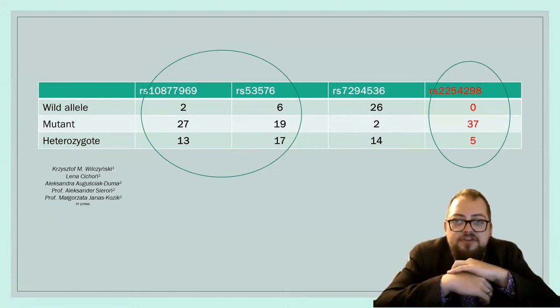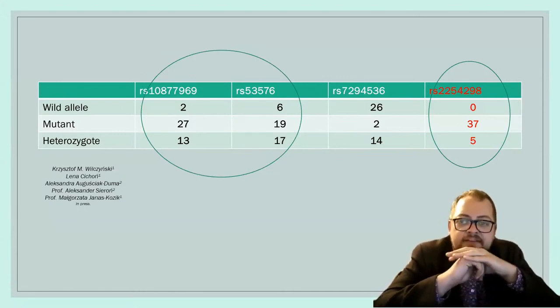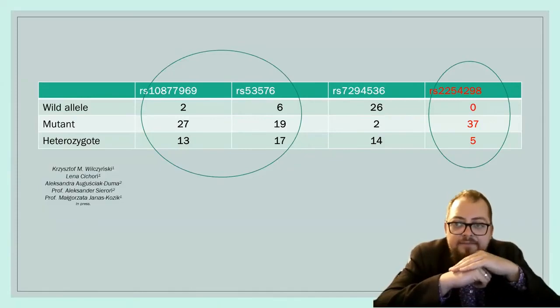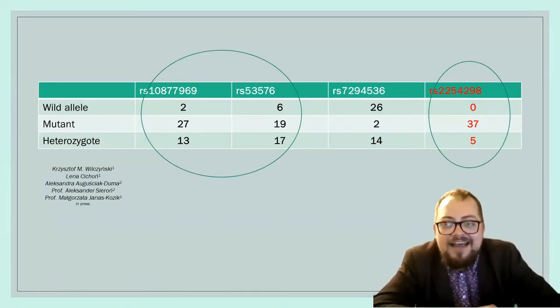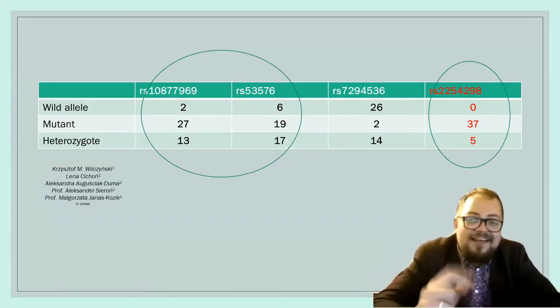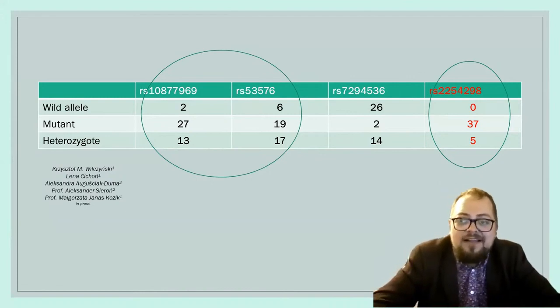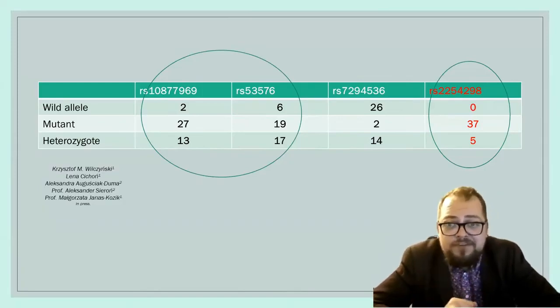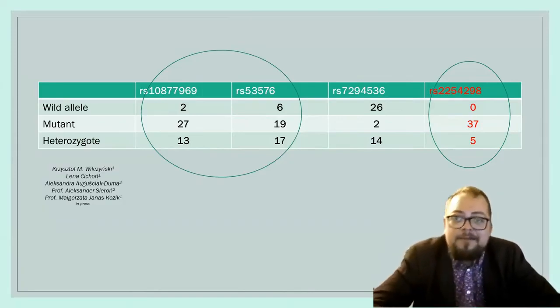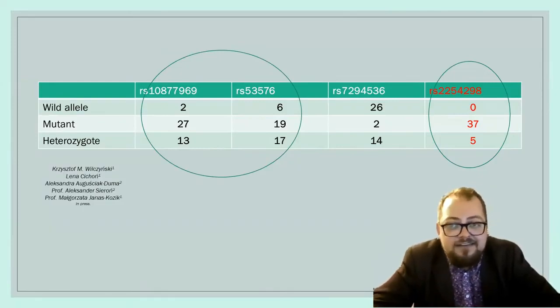Overwhelming overrepresentation of the mutant allele, especially visible in case of SNP RS2254298, where we found that the mutated allele was present in 100% of cases, and in 88% it was homozygotic. At the same time, expected frequency of mutated allele based on the world healthy, neurotypical population was between 7 to 33%. So it's 3 times higher. In case of RS53576, also in the oxytocin receptor gene, we can similarly see that the frequency of the mutant allele equaled 85% of population, while expected frequency was around 30%.